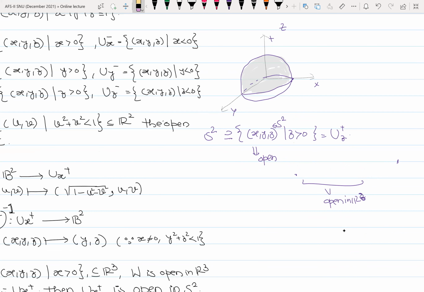And once I have this open subset, can you give me a homeomorphism? Which open subset will I use to give a homeomorphism here? What we are going to do is project all these points. I'm going to project it onto x comma y, so I'm just leaving z out. What will you get?